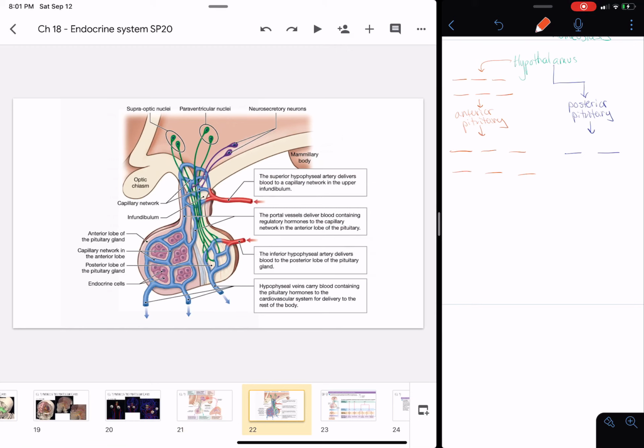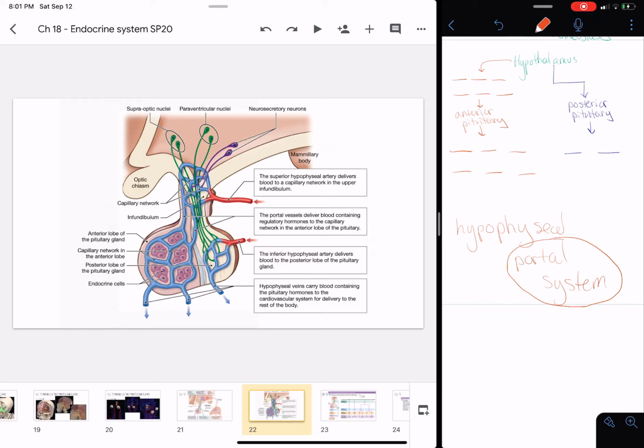Okay, so how does the hypothalamus, again, in more detail, talk to the anterior and posterior pituitary? For the anterior pituitary, you can see we have all of these blue capillary beds. And we actually have 2 capillary beds, one superior and one inferior. And this is actually called the hypophyseal portal system. So what's a portal system? A portal system is where we have both deoxygenated and oxygenated blood flowing around.